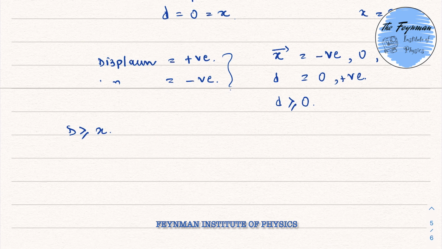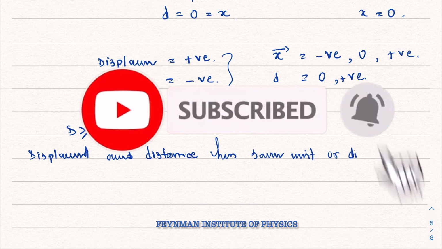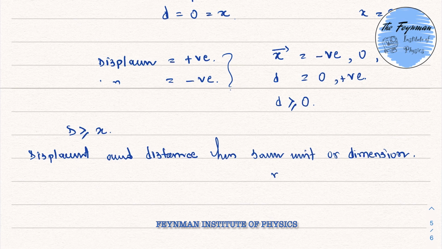However, both displacement and distance covered have the same unit because both of their magnitude part represents nothing but the path traveled by the object. So that is why we can say displacement and distance covered have same unit or dimension. And we know that in SI system the unit of length is meter and dimension of it should be M^0 L^1 T^0.